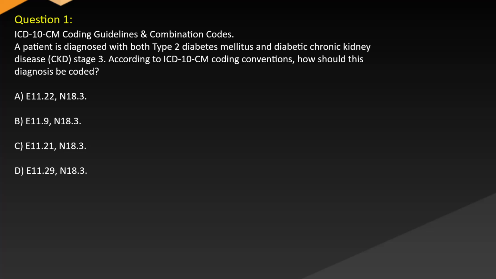Question 1. ICD-10-CM coding guidelines and combination codes. A patient is diagnosed with both type 2 diabetes mellitus and diabetic chronic kidney disease, CKD, stage 3. According to ICD-10-CM coding conventions, how should this diagnosis be coded? A. E11.22, N18.3. B. E11.9, N18.3. C. E11.21, N18.3. D. E11.29, N18.3.